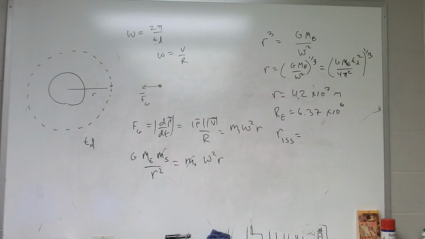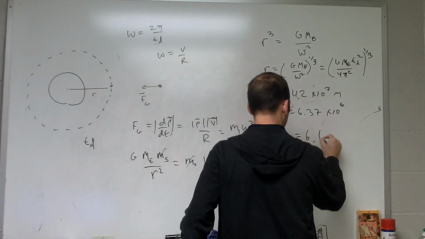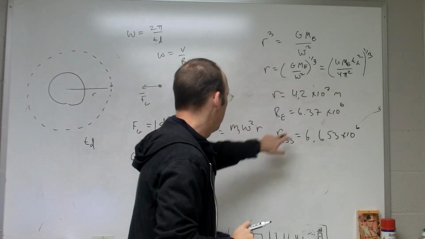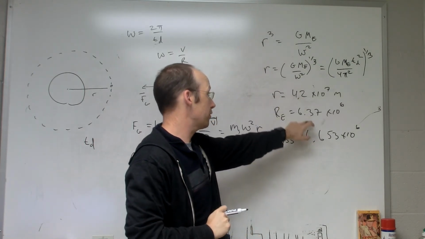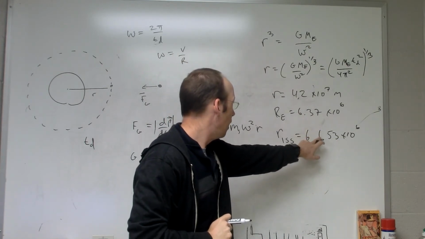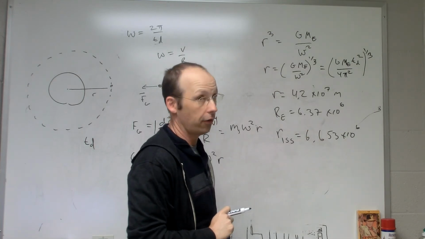And I get 6.653 times 10 to the 6th. Not very far compared to a geostationary orbit. It's not that much higher. This is about 300 kilometers above the surface of the Earth. Okay, so not very far.